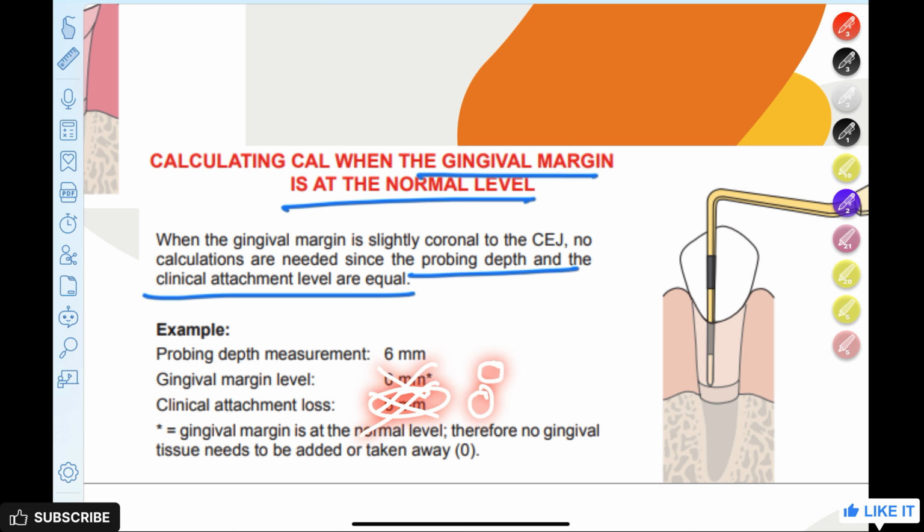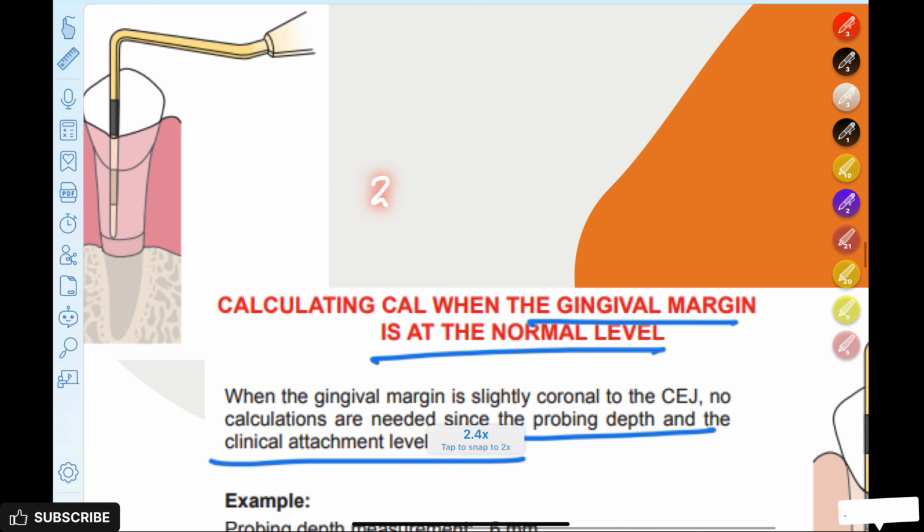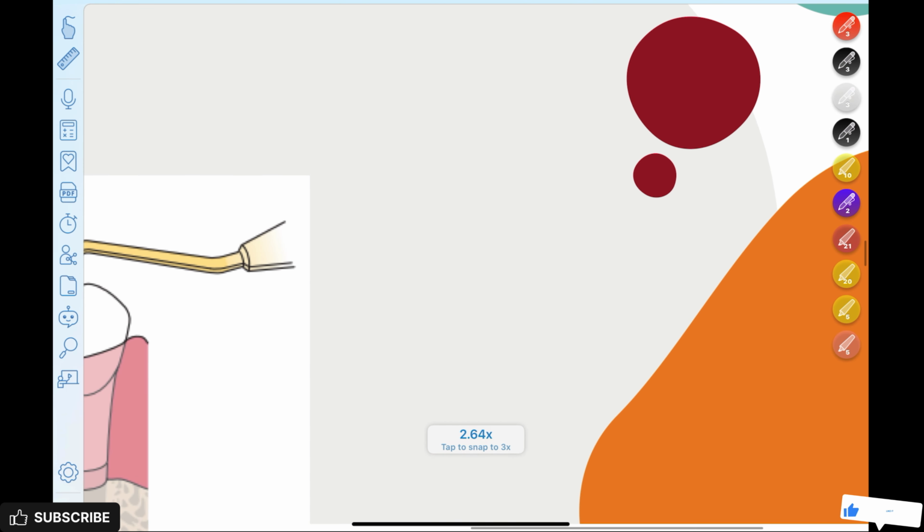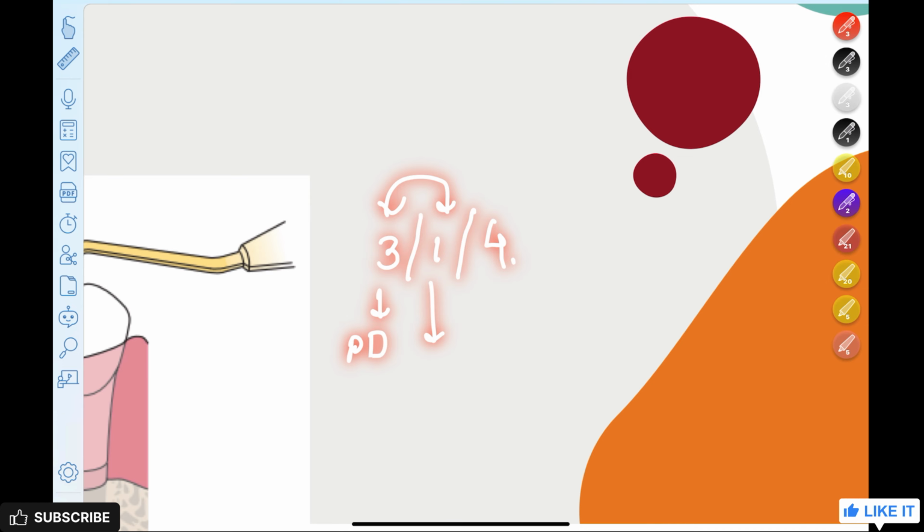Gingival recession will be 0. Probing depth will be 2 mm. So we will write it like this: 2, 0, 0. If there is presence of gingival recession and pocket, we will write 3, 1, and adding these it will become 4. So this is my probing depth, this is my gingival recession, and this is my CAL.